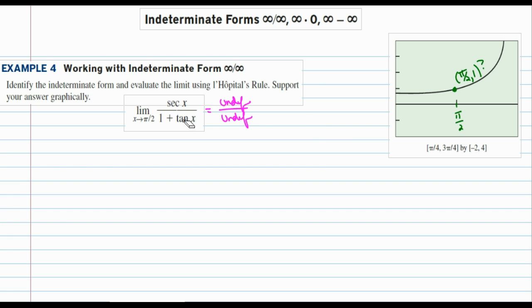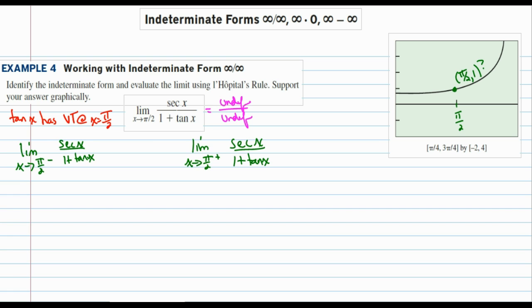The problem is the denominator here has a vertical tangent at pi over 2. So tangent of x has a vertical asymptote at pi over 2. So I'm going to have to split this up and find out what happens to the limit as x approaches pi over 2 from the left versus x approaching pi over 2 from the right, to see what happens at that vertical asymptote in the denominator as well as the numerator.